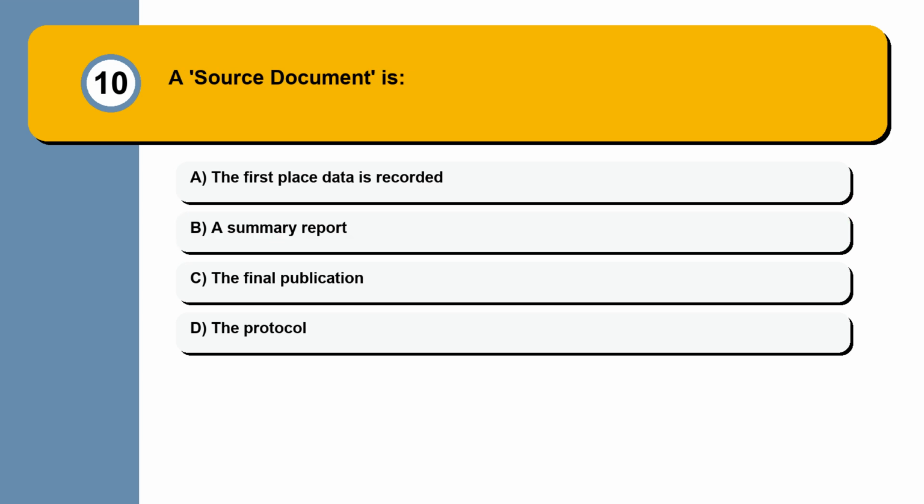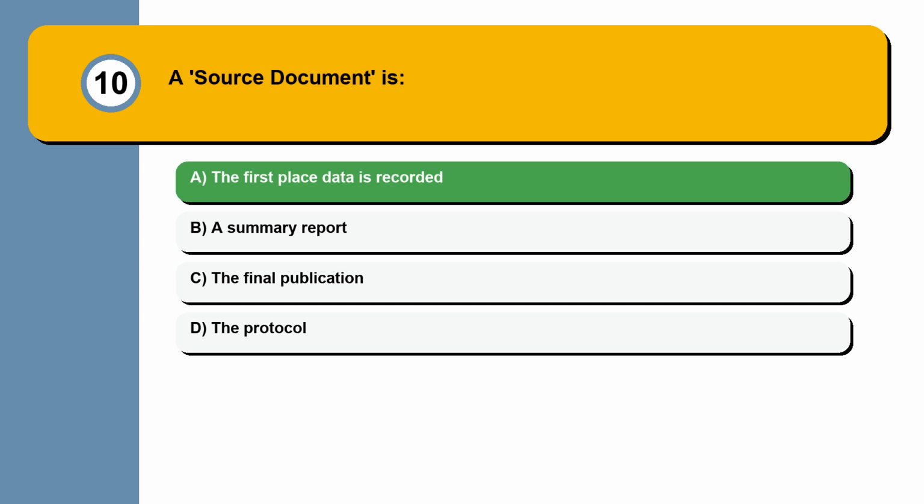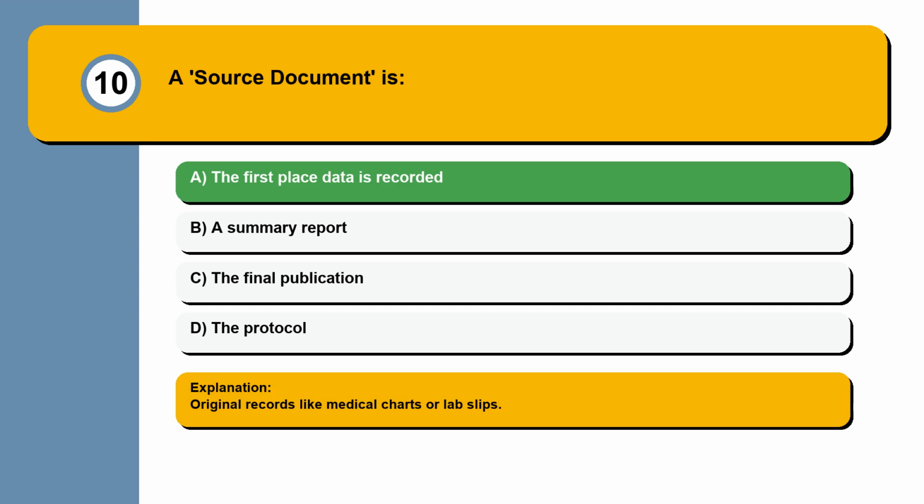Question 10. A source document is the first place data is recorded, a summary report, the final publication, the protocol. Original records like medical charts or lab slips.